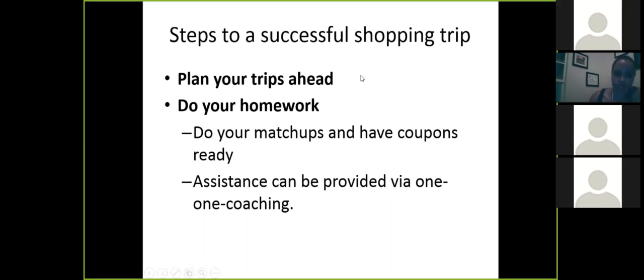So some steps to your successful shopping trip. Plan your trips ahead. Do your homework. Do your matchups. Matchups meaning we can have 2 different coupons, a manufacturer coupon and a store coupon, for a particular item. So you just keep all your matchups. What I do is I just use a paper clip and clip it all together. That way I stay organized. And if you guys have any questions, of course you can contact me for any coaching. We'll be doing a closed Facebook group also.